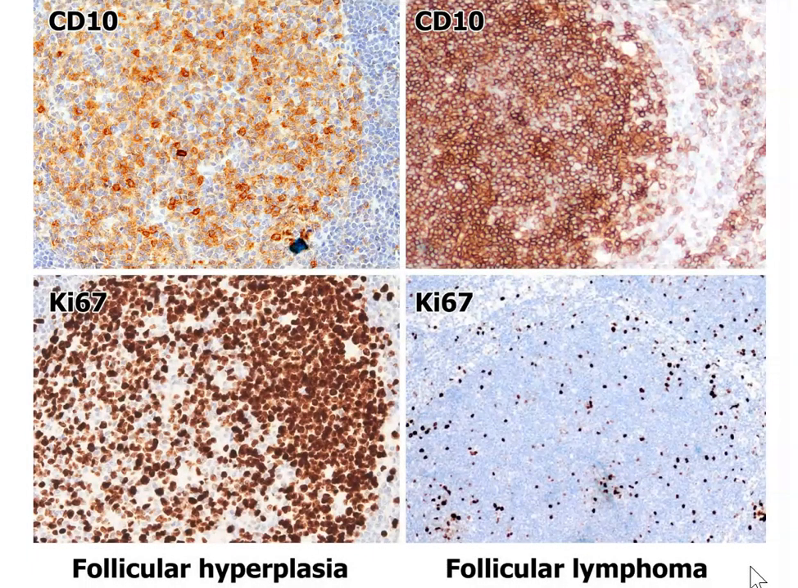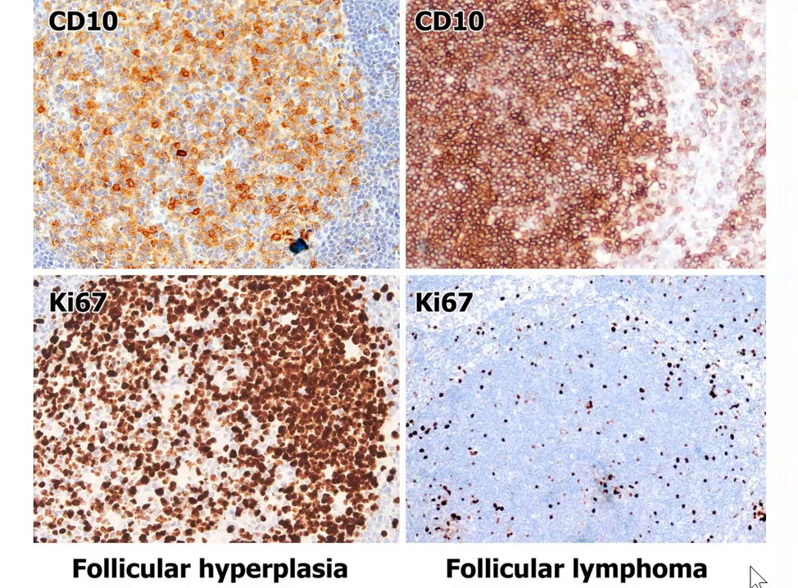The proliferation fraction, as highlighted by Ki67 staining, is higher in reactive follicular hyperplasia with preservation of zonal polarity. You can see the higher proliferation fraction in the dark zone of the germinal centers and lower in the light zone. That is zonal polarity.